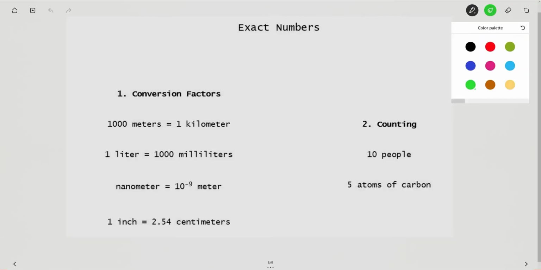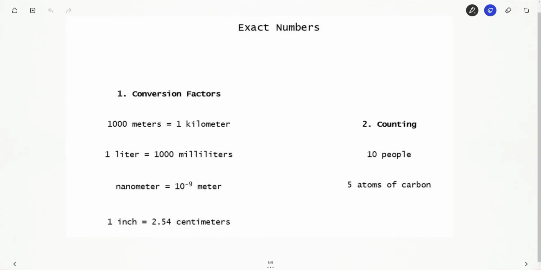So I'm going to go back to my blue color. Exact numbers. So these are very often conversion factors, as you can see right here. If you're talking about how many meters in a kilometer, how many milliliters in a liter, nanometers here, these are all exact conversion factors. They are definitions. So by definition, a kilometer is defined as exactly 1,000 meters. It's not 1,000.1. It's not even 1,000.001. It is exactly 1,000 meters. So if you have an exact number, that means you have an infinite number of sig figs. Okay, so that is true for all these conversion factors.